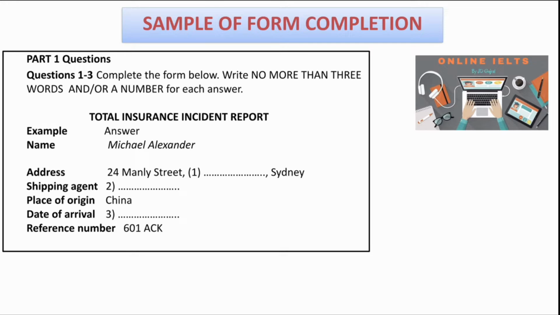Okay, well, first I need to get a few details about this. Can you give me your name, please? Yes, it's Michael Alexander. Okay, and your address, please? My old address or my current one? Your current one. It's 24 Manly Street, Milperra, near Sydney. What was the suburb, sorry? Milperra. Milperra. Right.